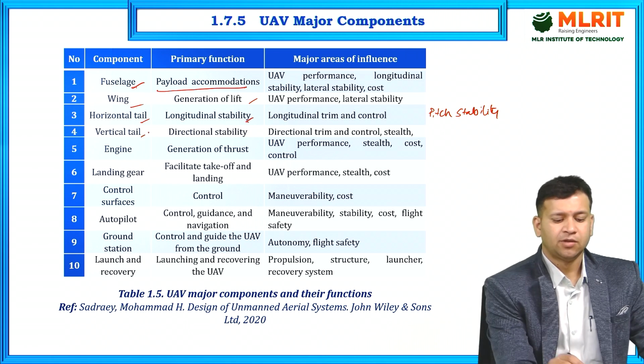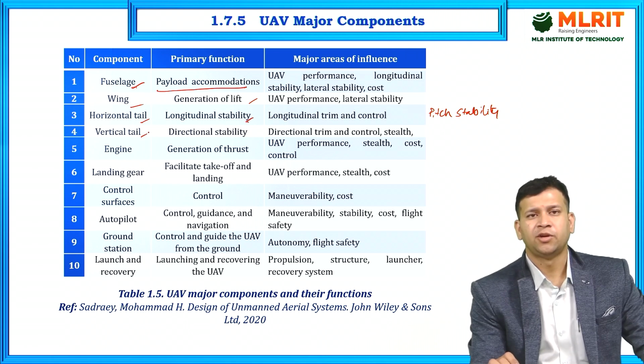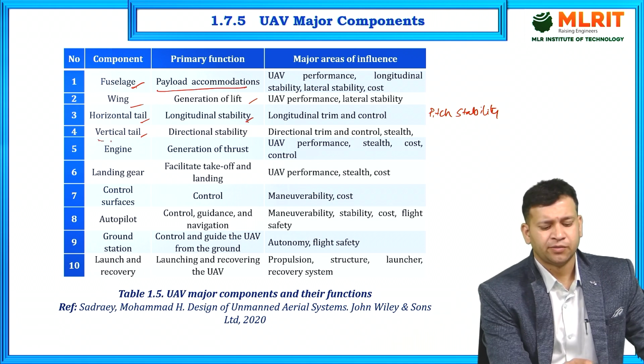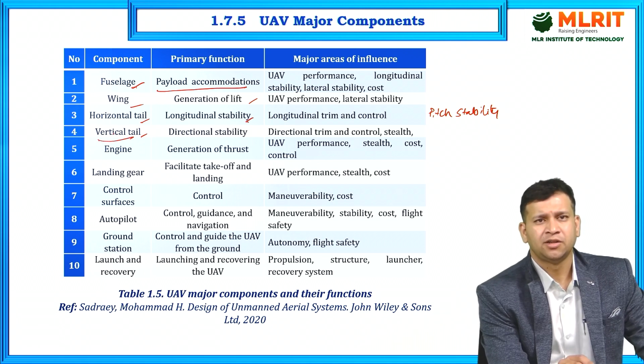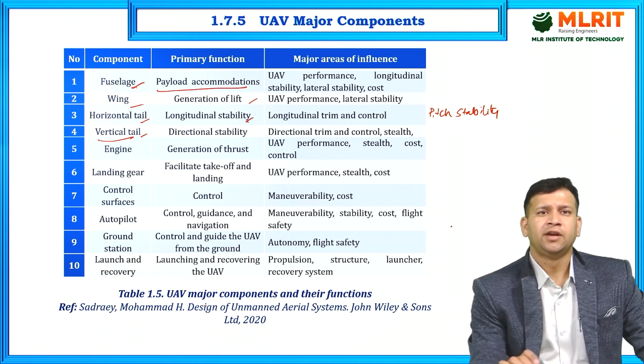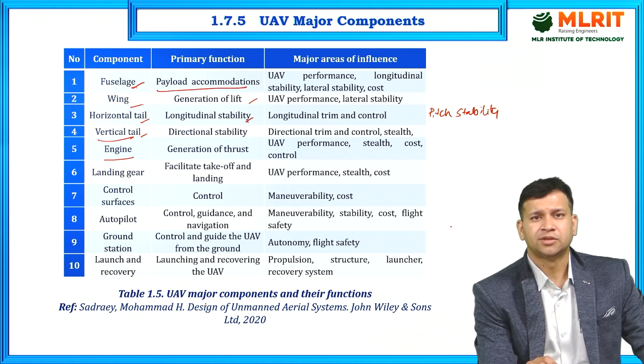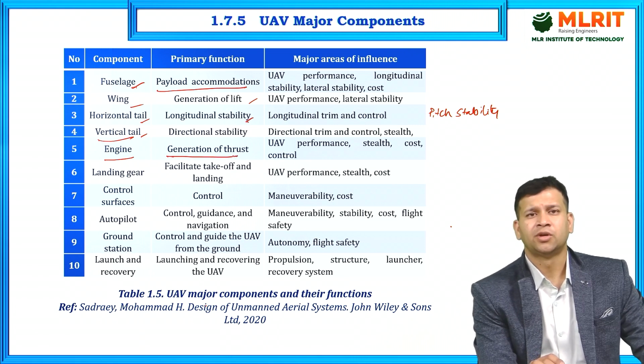Then we have vertical tail, which is directional stability. The rudder moves the direction, whether it wants to change its direction, it wants to turn, right? So all these are controlled using your vertical tail. Directions are controlled basically using vertical tail, and pitch up and pitch down are being controlled using horizontal tail.